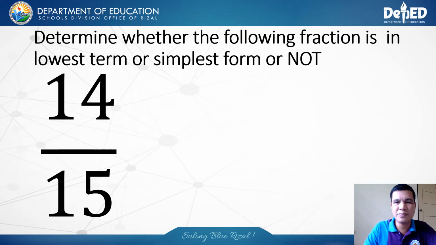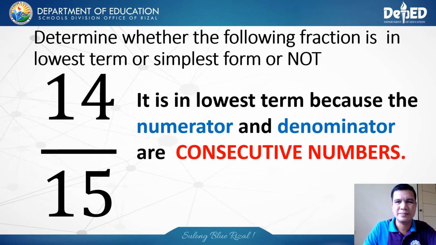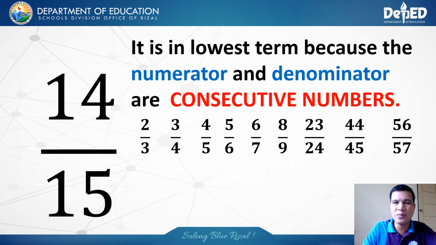Next, 14/15. What do you think? Lowest term or not? Yes! It is in lowest term because the numerator and denominator are consecutive numbers. Ibig sabihin, magkasunod yung numbers 14 and 15. Let us have some examples. 2/3, 3/4, 4/5, 5/6, 6/7, 8/9, 23/24, 44/45, and 56/57 are lowest terms. Those are examples of fractions in lowest term because the numerator and denominator are consecutive numbers.